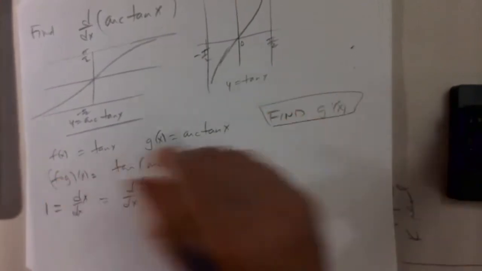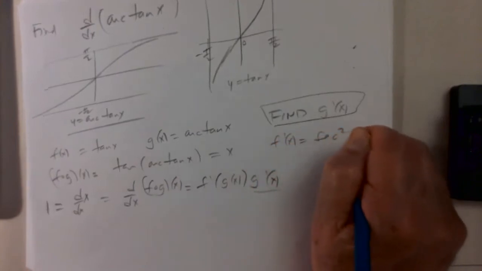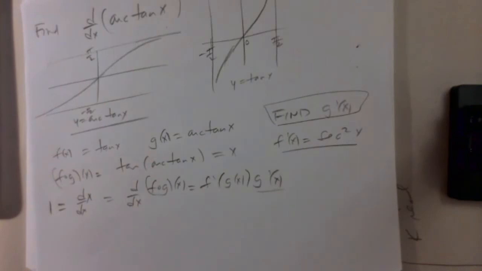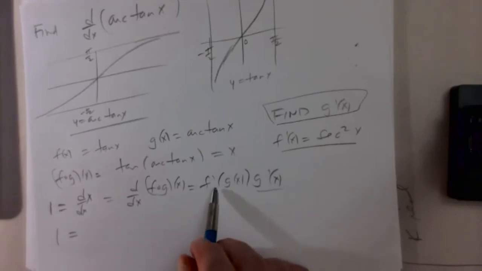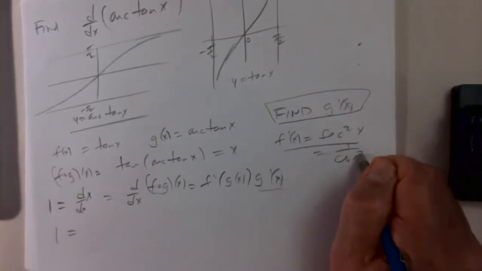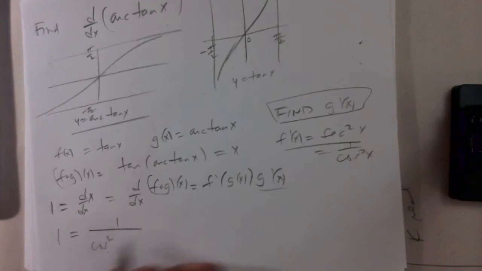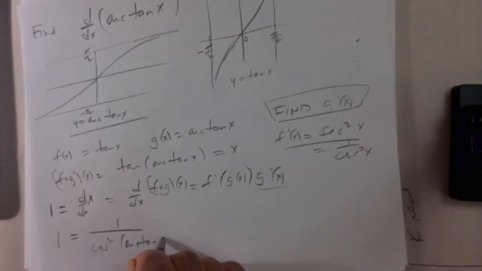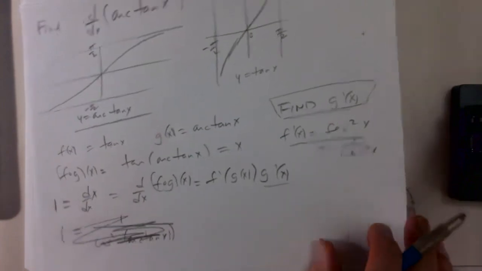We know f prime of x. F is the tangent. We know that f prime of x is secant squared x. The derivative of the tangent is the secant squared. So we get 1 is equal to f prime, that's secant squared x, which is the same as 1 over cosine squared x. So this is 1 over cosine squared of the arctangent of x. Actually, I think there's a better way to do this. So this is true, but I'm going to do it slightly differently.